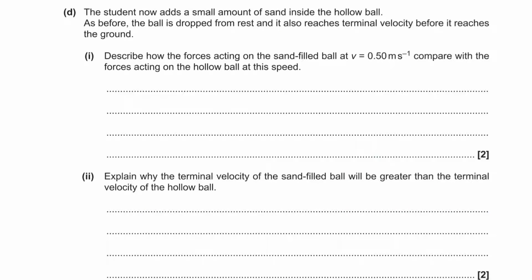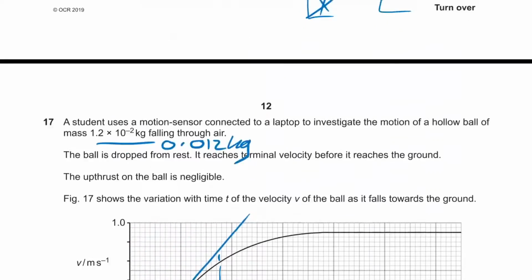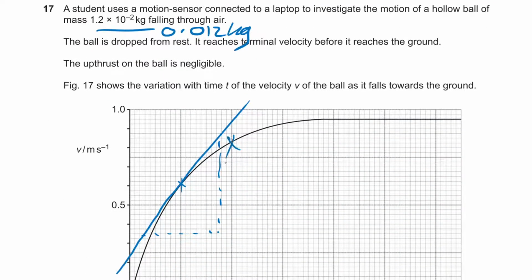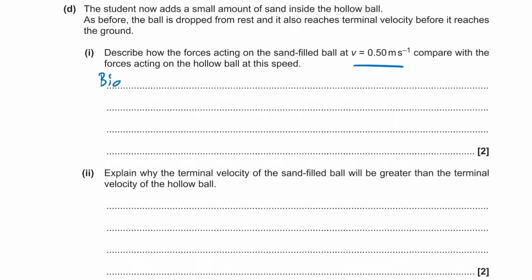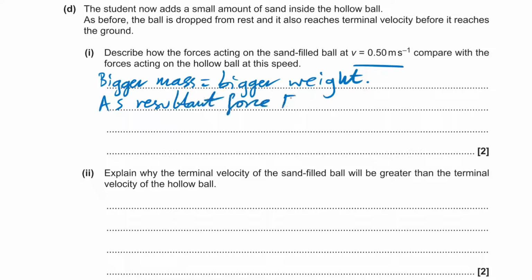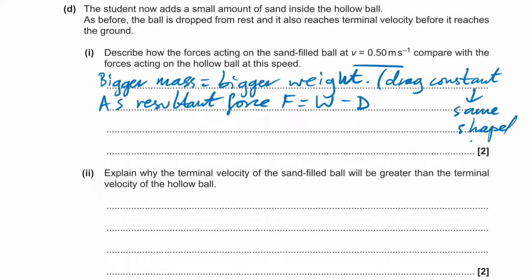Student now adds a small amount of sand inside the ball and reach terminal velocity. Describe how the force is acting on the sand-filled ball at v 0.5 meters per second compared with the forces acting on the hollow ball at this speed. So at v 0.5, it's still accelerating, right? So bigger mass is equal to bigger weight. As resultant force, F is equal to the weight minus the drag. Oh, we know the drag is constant because it's the same shape or area. So because force is equal to W minus D, that means that force will be bigger.